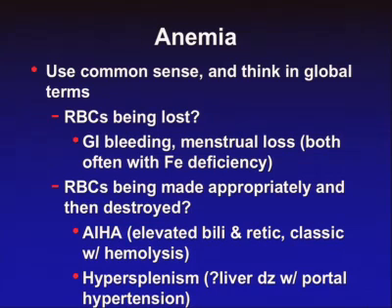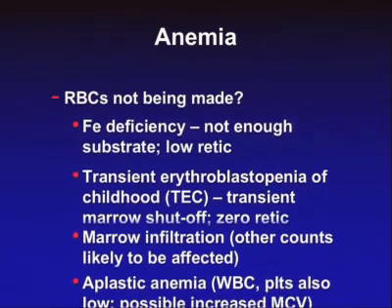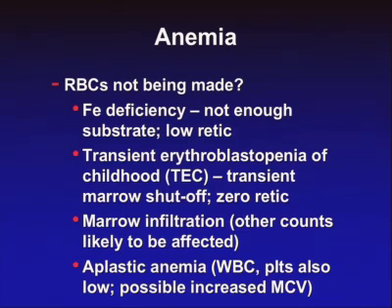Do you have hypersplenism, for instance, in someone with chronic liver disease with portal hypertension, right? Depends on the area in which you practice, if you see a lot of those patients. Do you have red cells that are simply not being made due to lack of substrate, for instance, with iron deficiency? In that case, you should have a low reticulocyte count. Do you have transient erythroblastopenia of childhood, or TEC? This is a transient red cell aplasia, and you'll have almost a zero reticulocyte count with often a very low hemoglobin. Do you have marrow infiltration as the cause of your low hemoglobin, in which case your other counts are also likely to be affected, because the factory is just being smothered by bad cells?